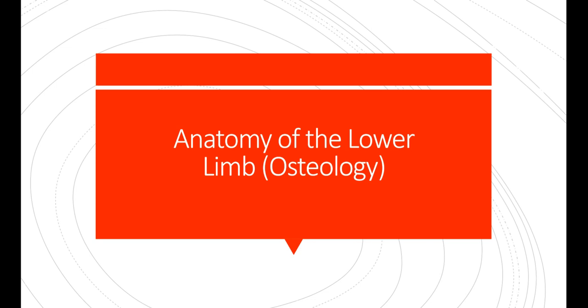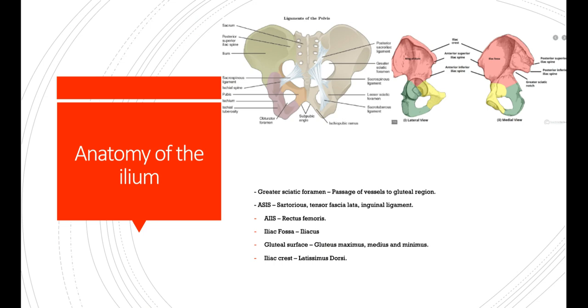This is a video on the anatomy of the lower limb. The hip bone is made up of 3 individual bones. There's the ilium, the ischium, and the pubis, and each part forms a socket called the acetabulum, and that articulates with the head of the femur to form the hip joint.